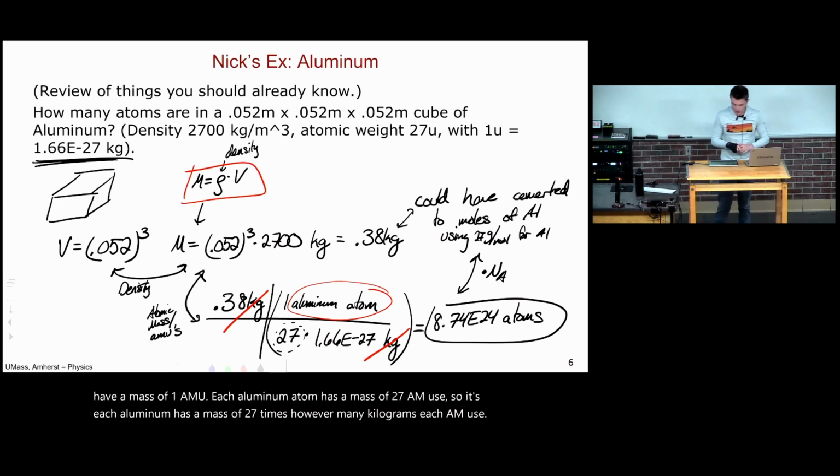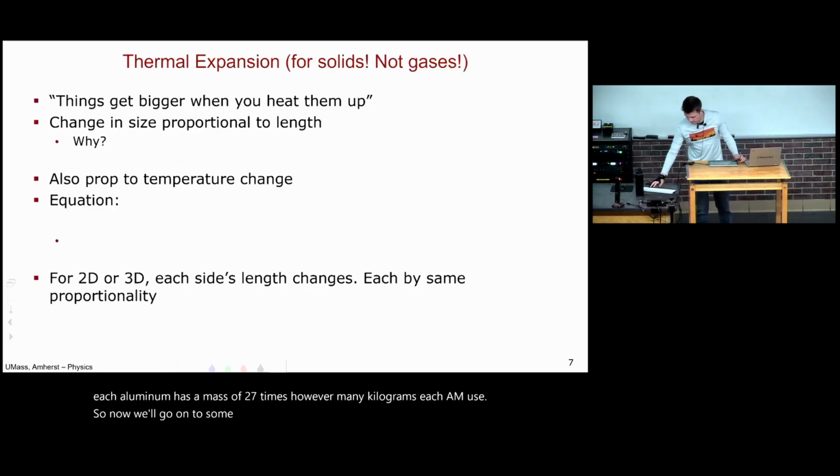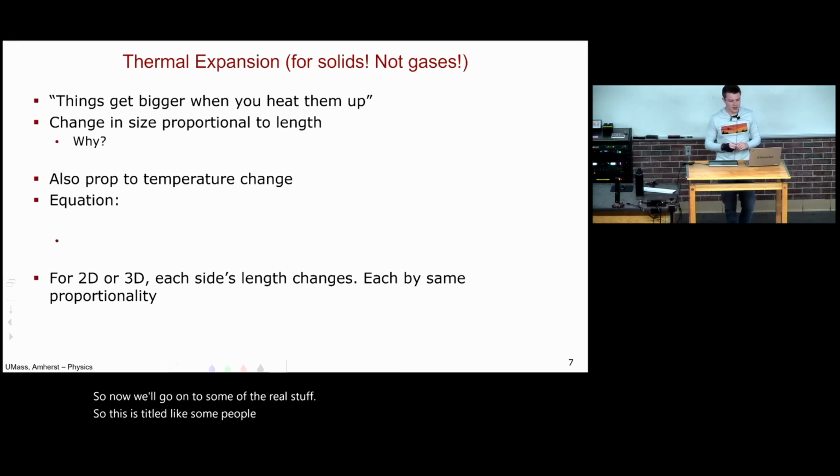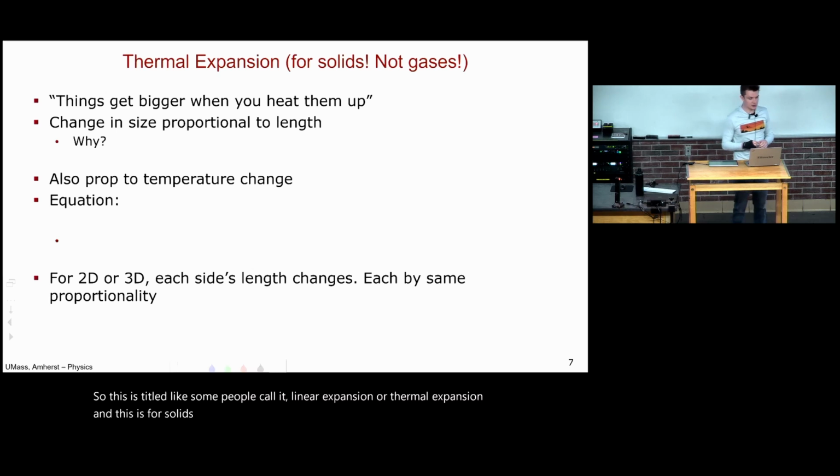Okay, so now we'll go on to some of the real stuff. So this is titled, like some people call it, linear expansion or thermal expansion, and this is for solids. We're going to do gases soon, but this is for solids. We're not going to spend too much time on it. It's pretty simple, though.